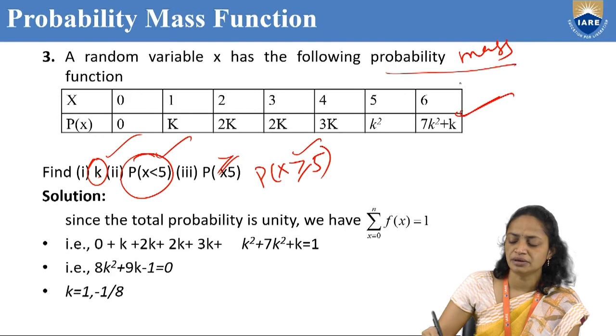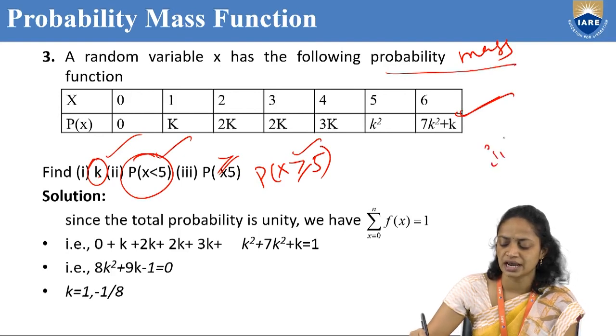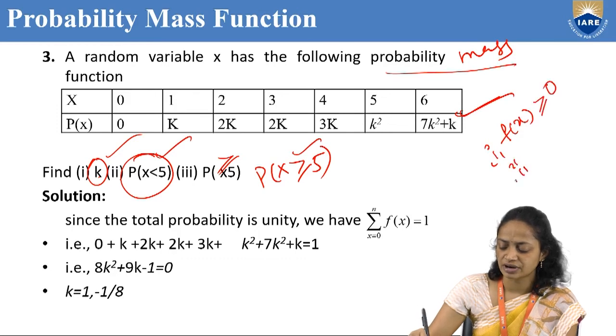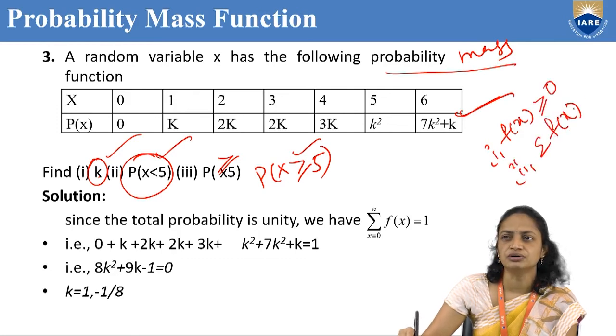If it is a probability mass function, we have two properties, right? The first one is f of x greater than or equal to 0. And the second one is summation f of x equal to 1.